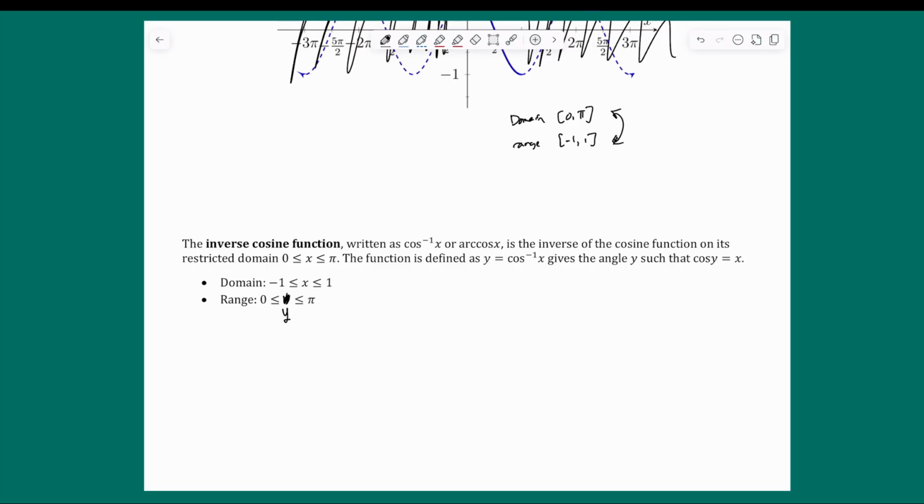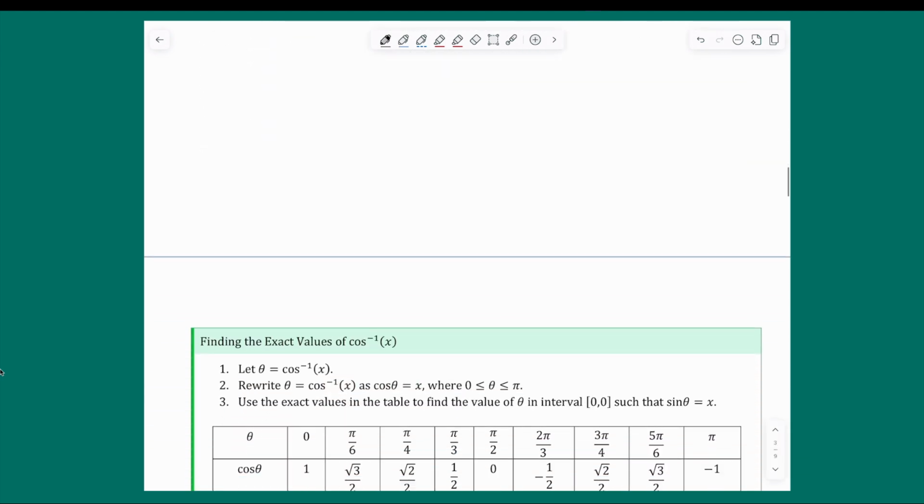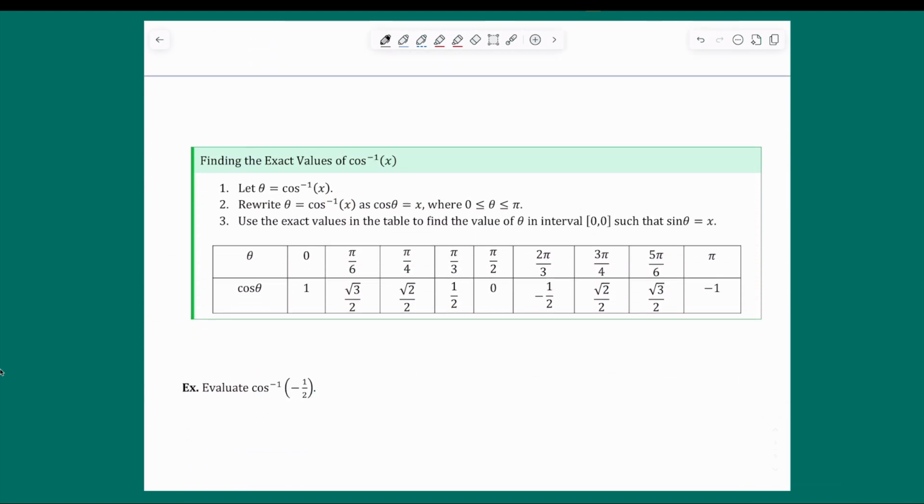Okay, so let's go back to the notes. All right, finding the exact values of cosine inverse of x. Let theta equal cosine inverse of x. Rewrite theta equal to cosine inverse of x as cosine of theta equal to x, where theta falls between 0 and pi. And then we could use the exact values in the table to find the value of theta in the interval from 0 to pi. Here's another typo here. That's supposed to be 0 and pi, such that sine of theta equals x.